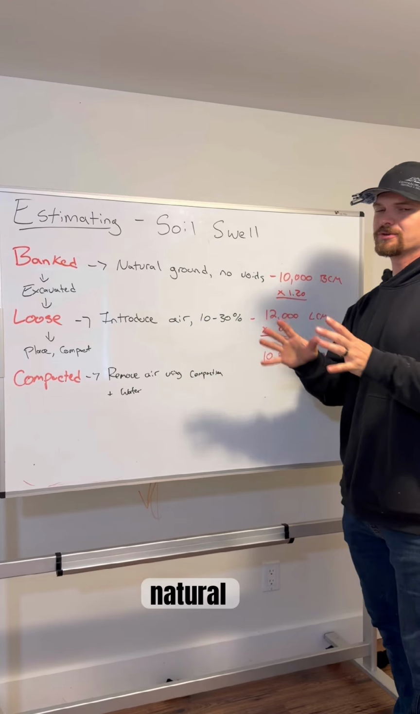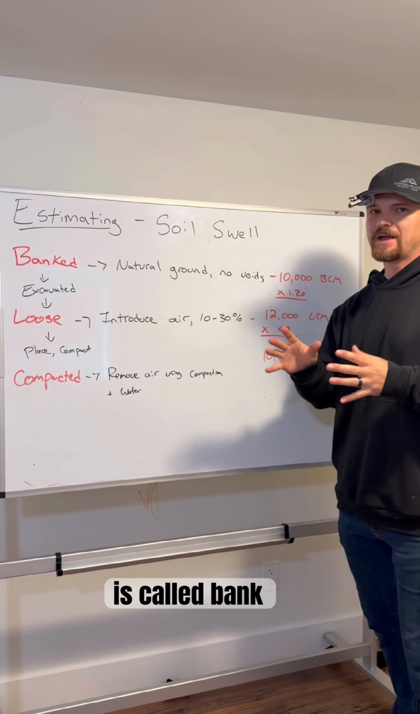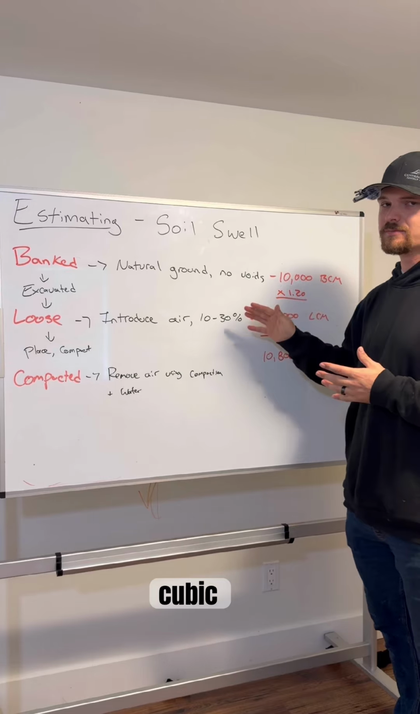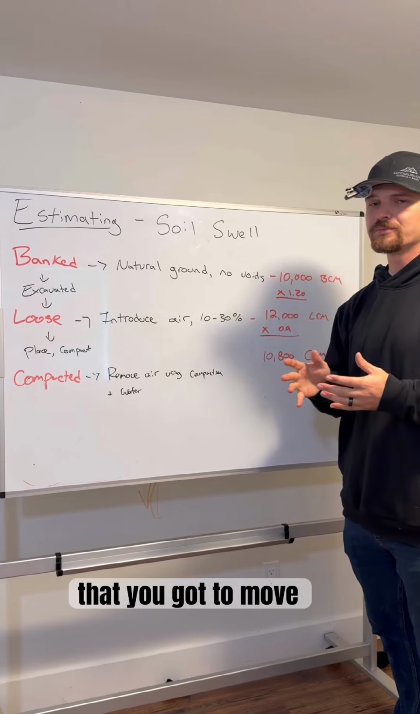So natural ground undisturbed is called banked. So you have banked cubic meters. For this example, we're going to use 10,000 cubic meters on an engineer's estimate that you've got to move.